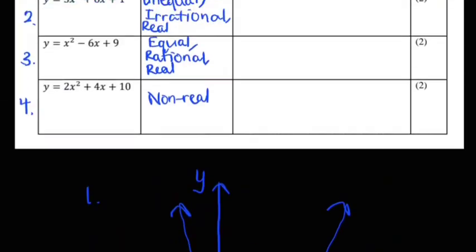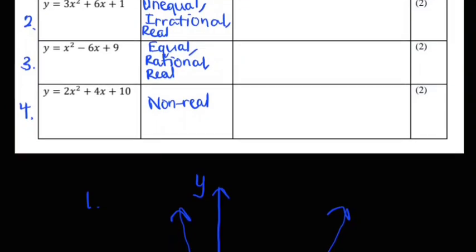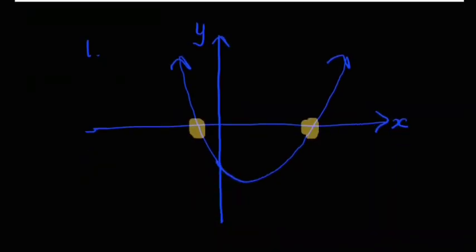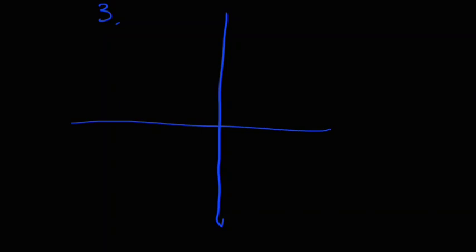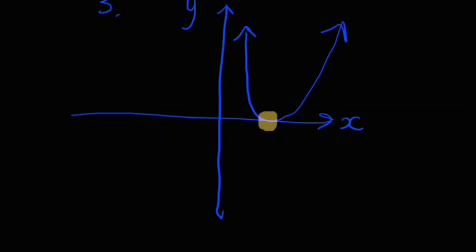If we go up to equation 3, the roots are equal, rational, and real. What does it mean when we have equal roots? It means that the turning point lies on the x-axis. So there is only one root. That will look something like this. Here we can clearly see that the root lies on the x-axis.